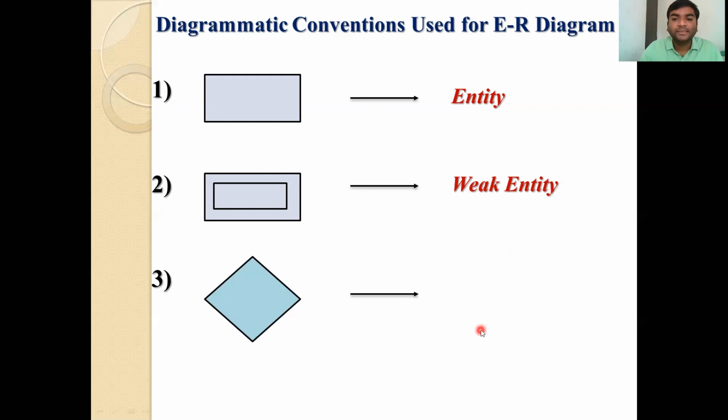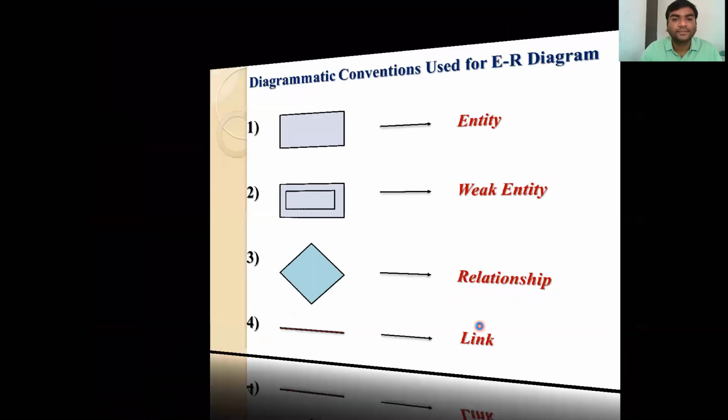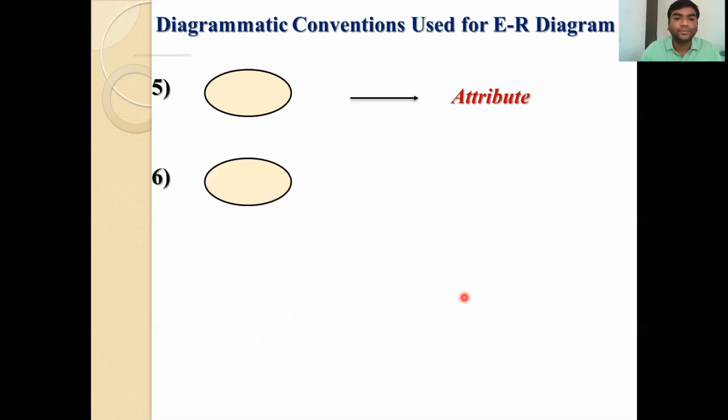Diamond is used to represent the relationship. Lines represent links or associations between the different entities. Next, oval. Oval is used to represent the attributes. So this is the key attribute. Next symbol is for the key attribute.